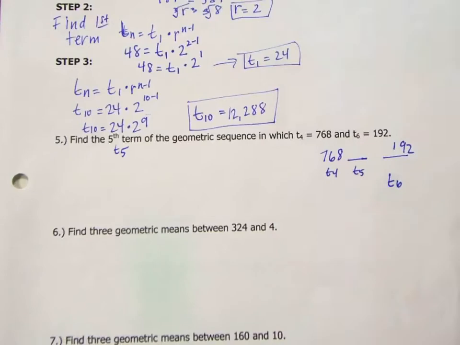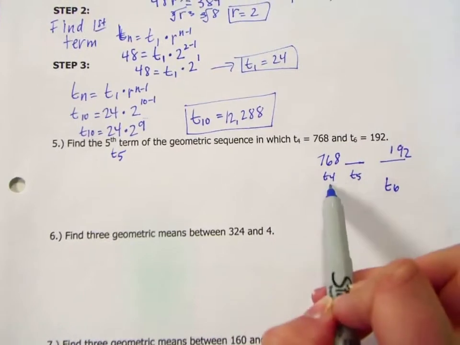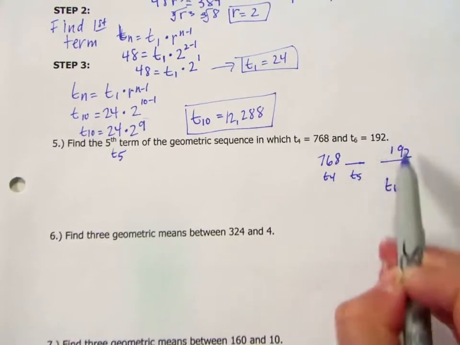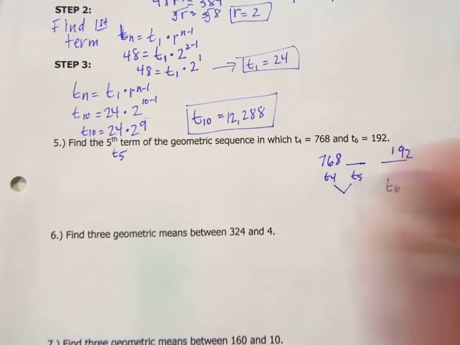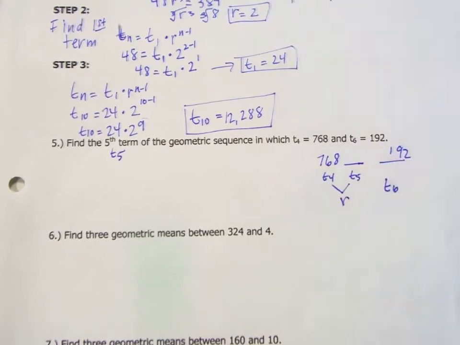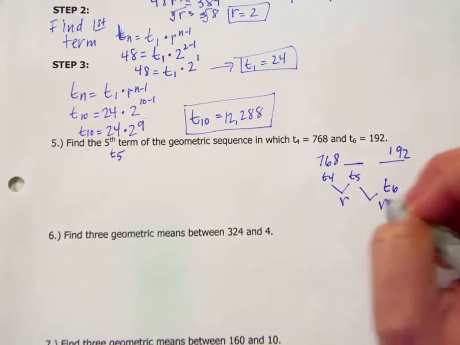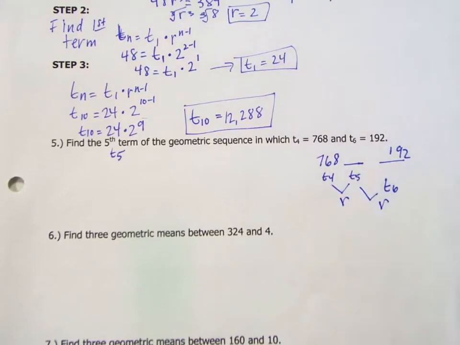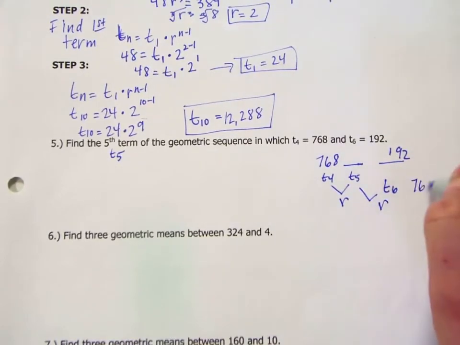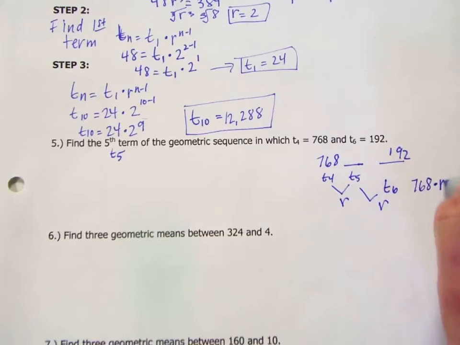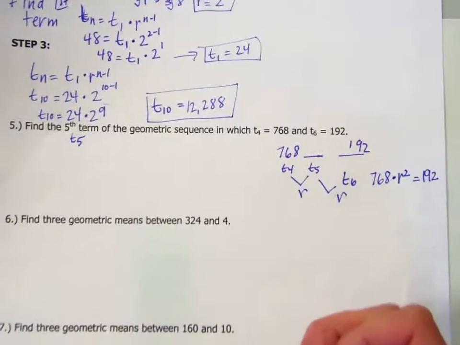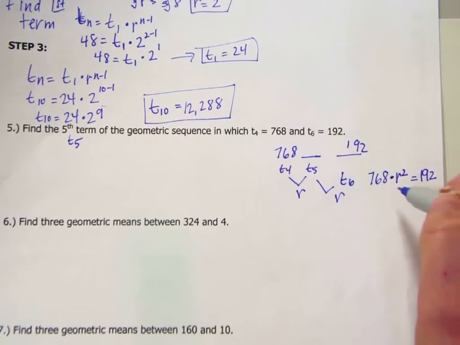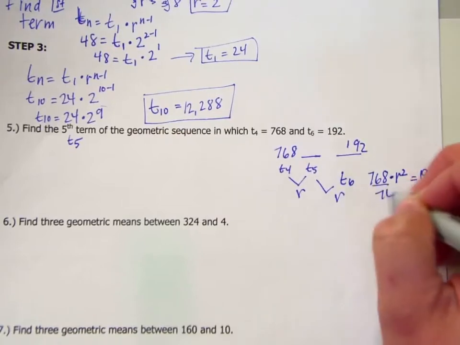Sorry about that. So the 4th term is 768. The 5th term we don't know. The 6th term is 192. So from the 4th to the 5th term is one common ratio. From the 5th to the 6th is another common ratio. So from 768 times 2 common ratios, we get 192. This is what I'm doing to find the common ratio. Divide both sides by 768.